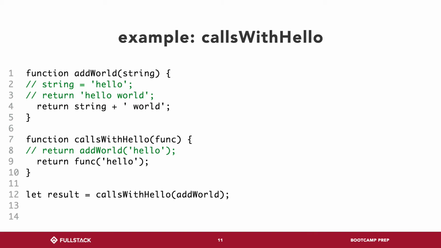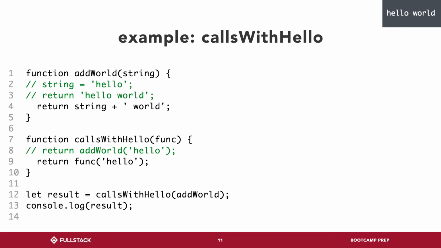So what does this print out? Or what does this do? Hello world. And again, that's because we're returning, not logging. If we console logged, it would still console log hello world, but we're not returning anything, so result would be undefined, unless you return it.